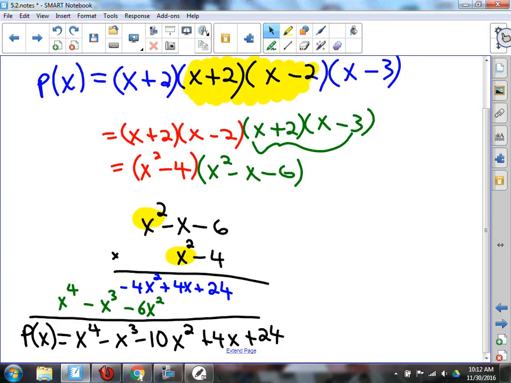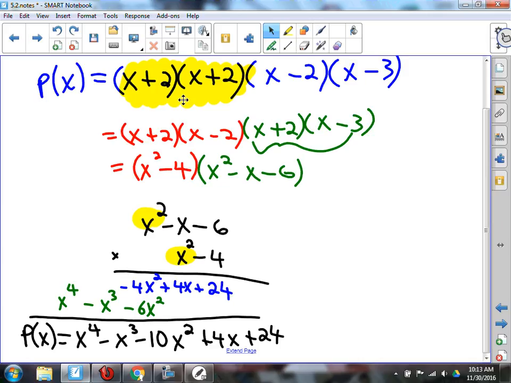But what about the repeated 0? What's that mean? We're going to get to that in a minute. What that means is the graph should appear to be quadratic at that particular point. So let's go to a graphing utility and see how we did.